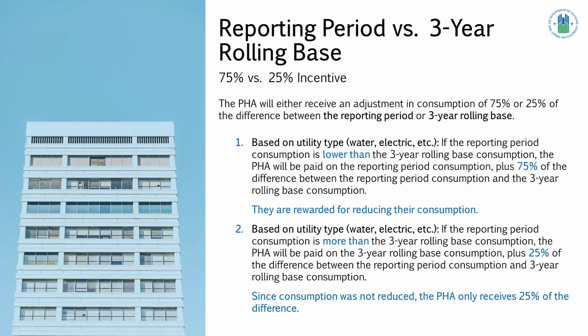But if the reporting period of consumption is more than the 3-year rolling base consumption, the PHA would be paid on the 3-year rolling base consumption plus only 25% of the difference. Since the consumption was not reduced, the PHA only receives 25% of the difference. So the housing authority maybe didn't take any initiative to say, hey, let's try to reduce consumption, and cost and consumption went up. So therefore, you're getting funded on the lower 3-year rolling base consumption plus 25% of the difference. So there is an incentive to reduce consumption. There's a disincentive if your consumption is not reduced versus the 3-year rolling base.